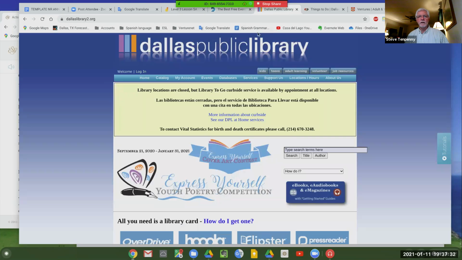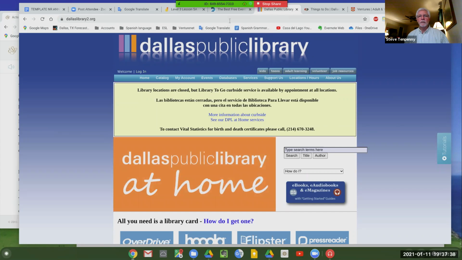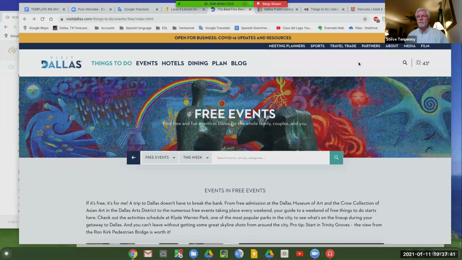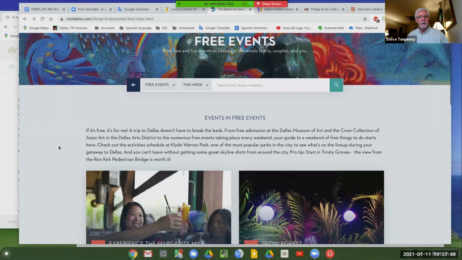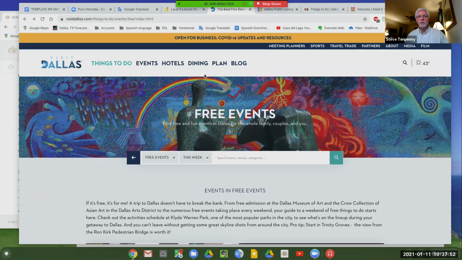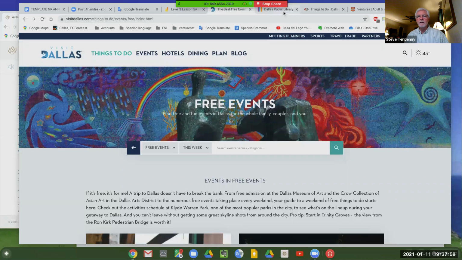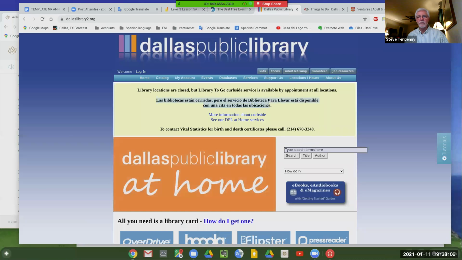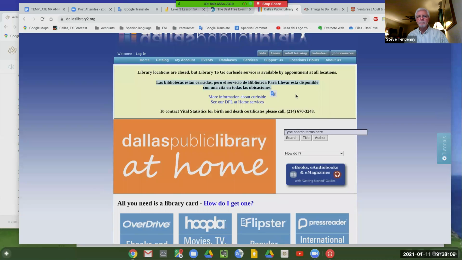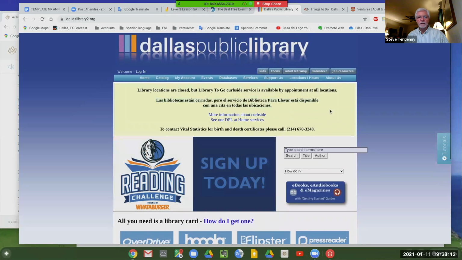Dallas Libraries has a website. One thing about this other one, I could not find anywhere that you can change this to a Spanish website. A lot of different websites have both English and Spanish, but I didn't see that on this one. I'm not sure about Dallas Library. I would really be surprised. Here's some Spanish right here, but yeah, I don't see other stuff.